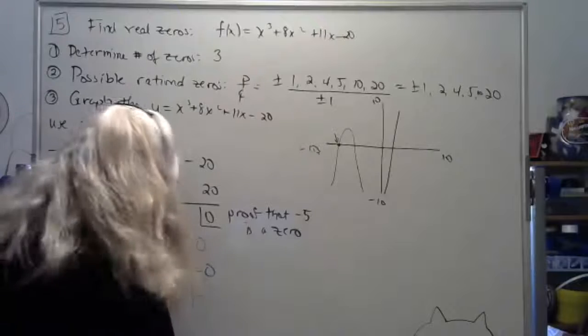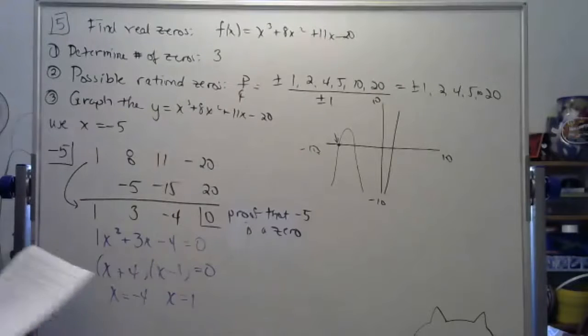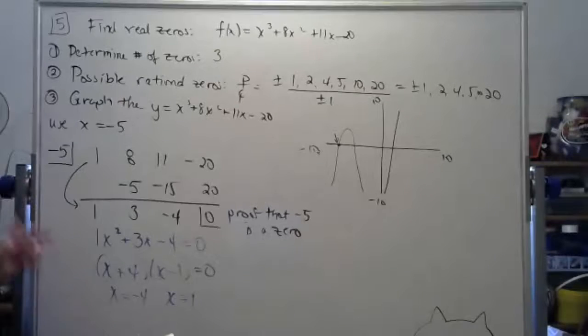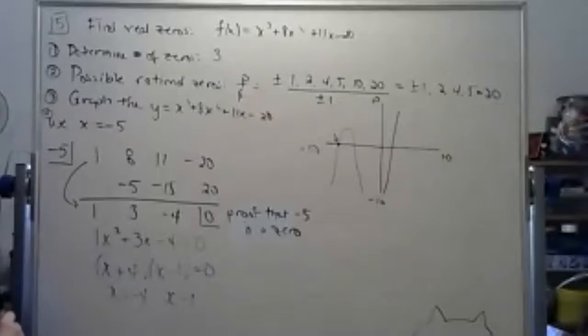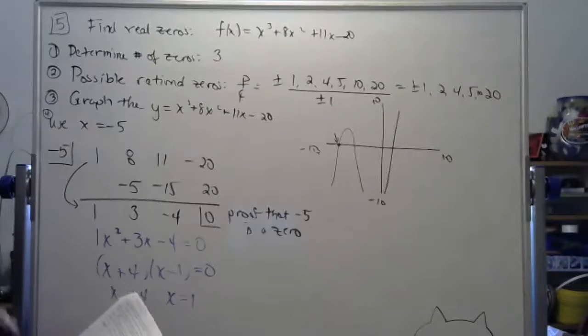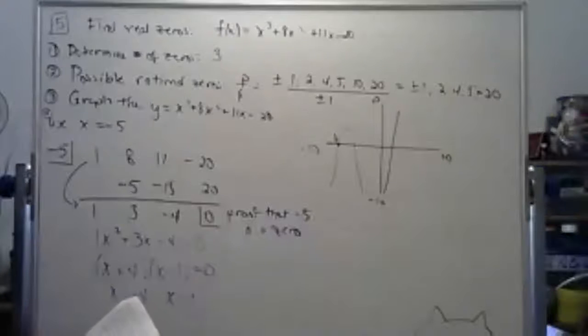So to finish off the steps, step 3 was to graph it. Step 4 is to use the synthetic division. Each time that a 0 and a factor is found, repeat the process on the depressed equation.